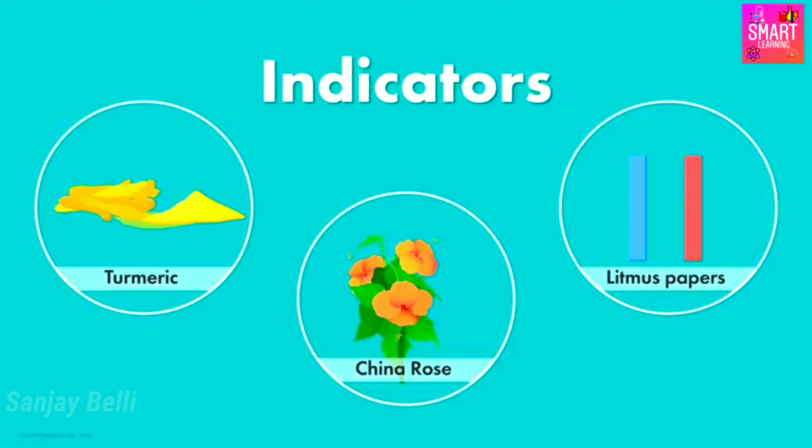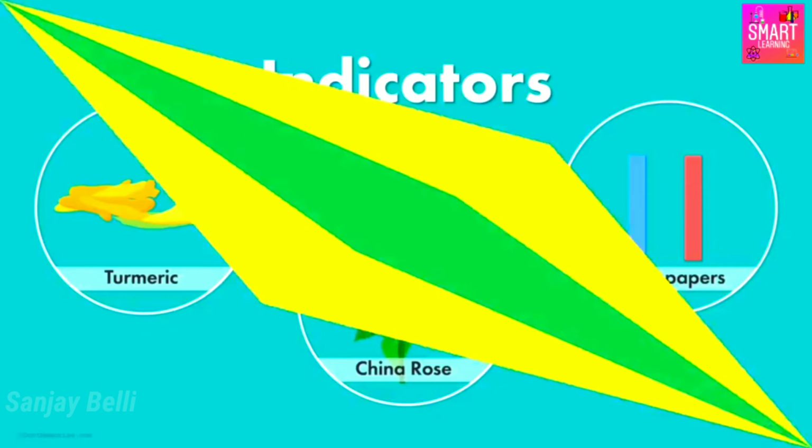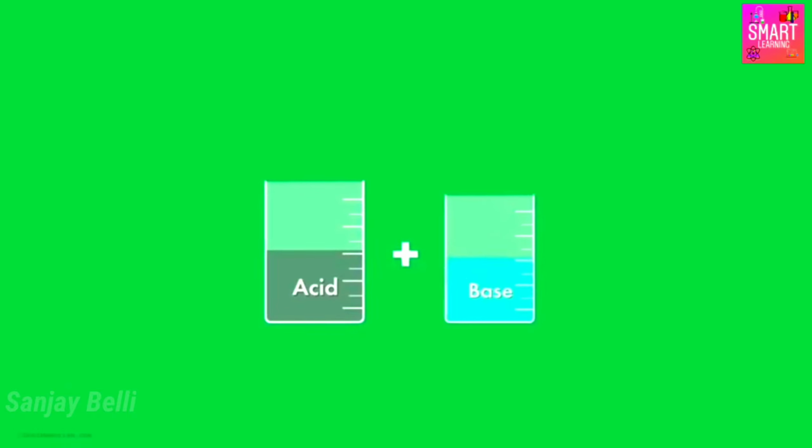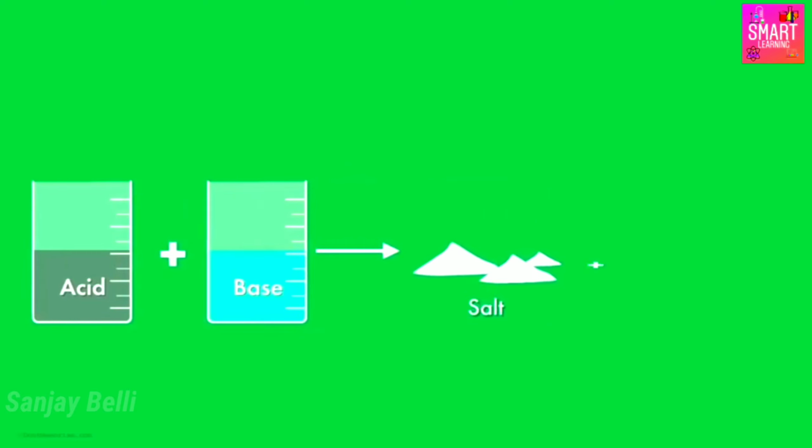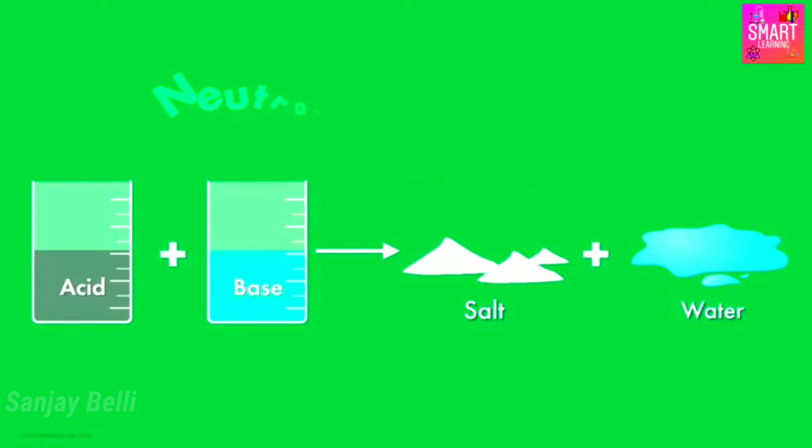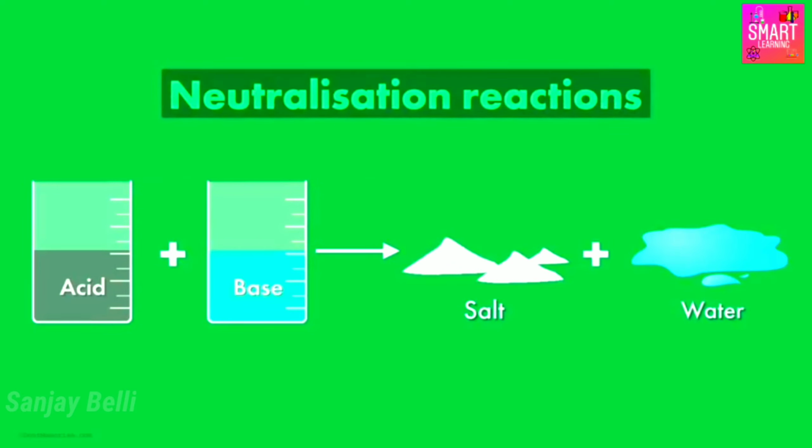Let us now move ahead and find out what happens when we mix an acid and a base. But we know this already. We have seen that an acid and a base when mixed give us salt and water. Let's study these neutralization reactions in detail in the next videos.